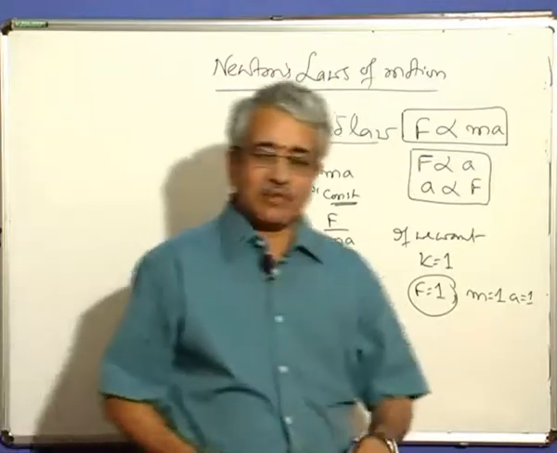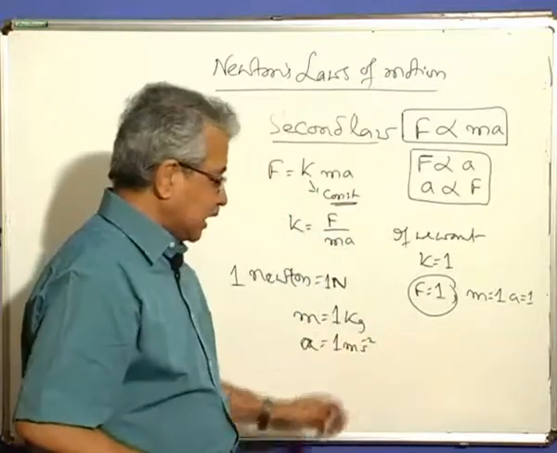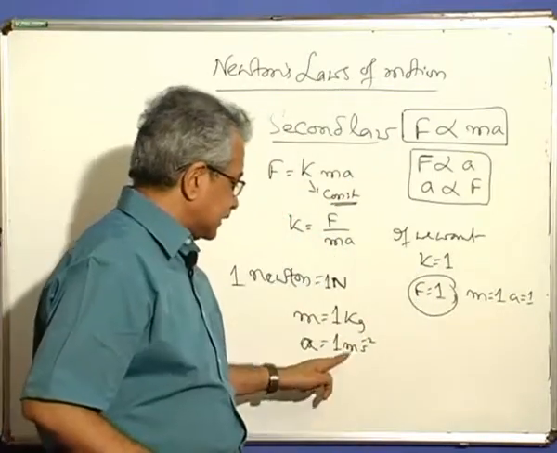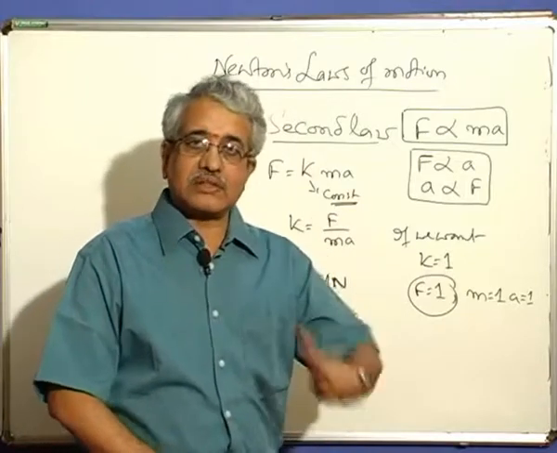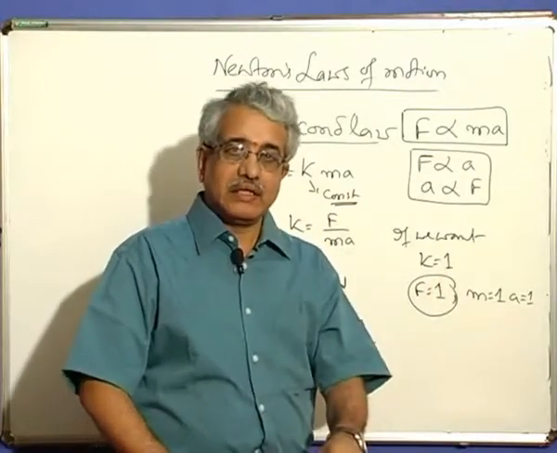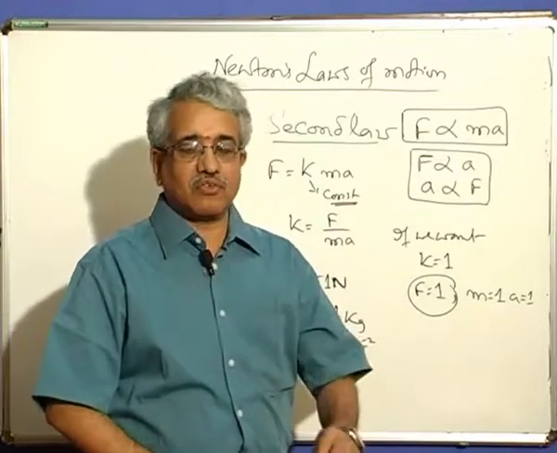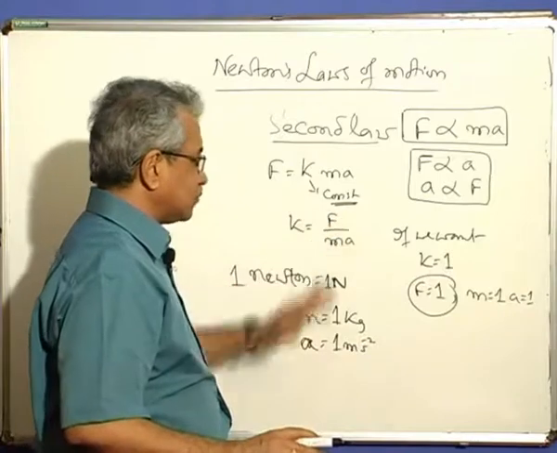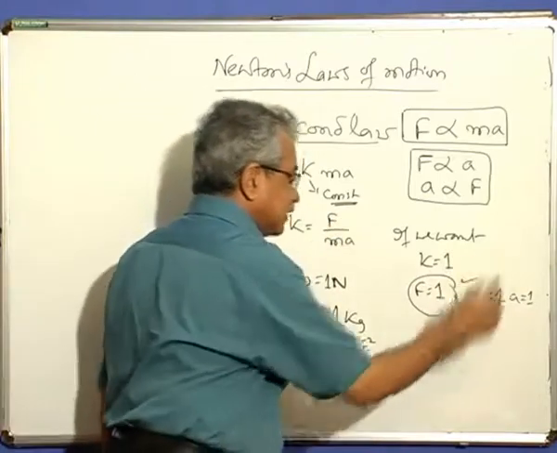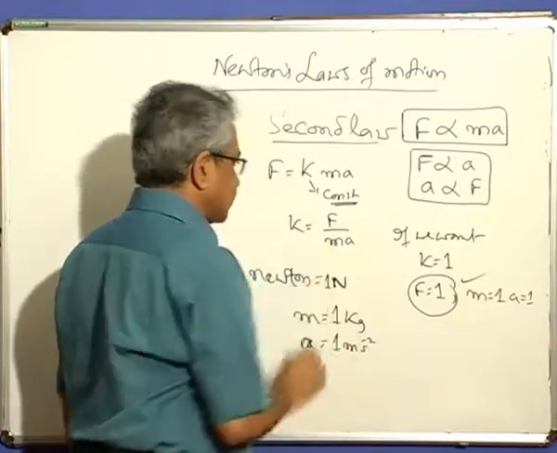Suppose you take a body of mass 1 kg and apply a force on that such that the acceleration is 1 meter per second square. That force is called 1 Newton. If you define the Newton like that, then the equation becomes equal to 1. That means this is satisfied now. That means K has become equal to 1.